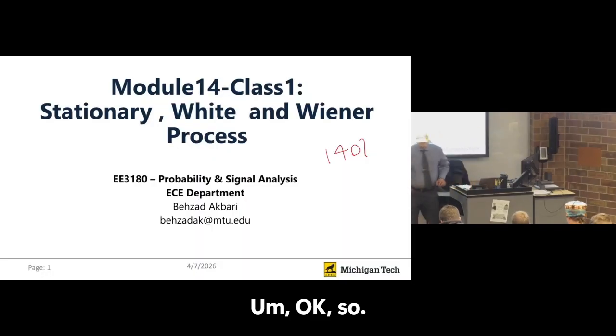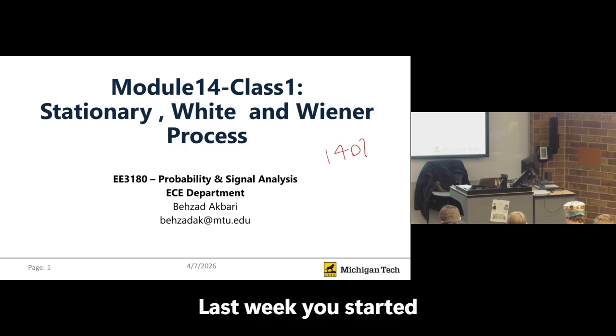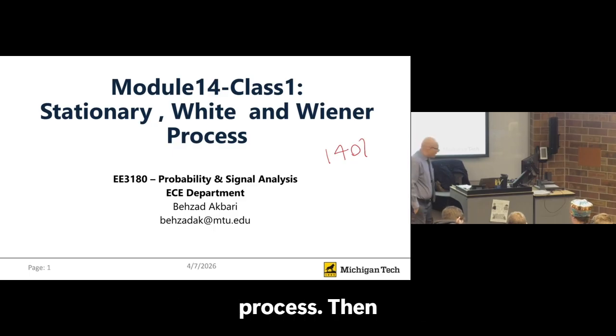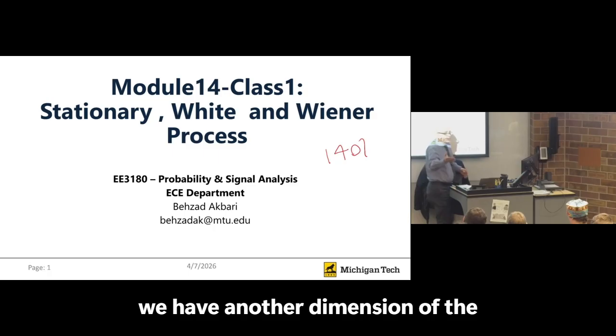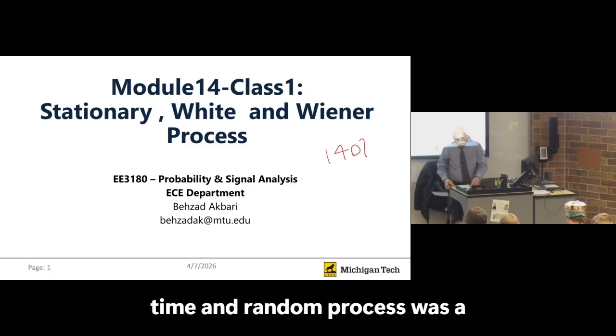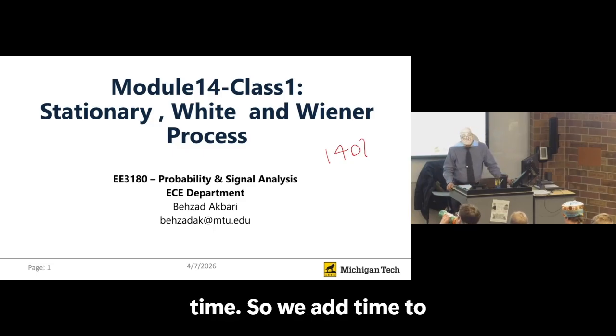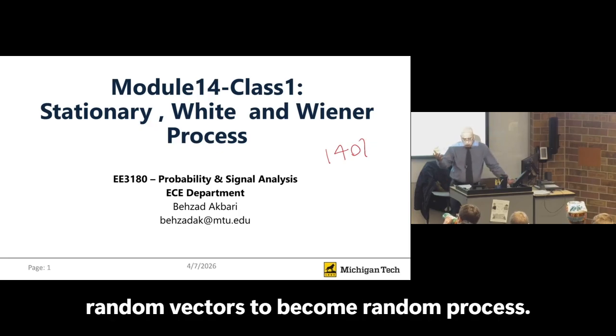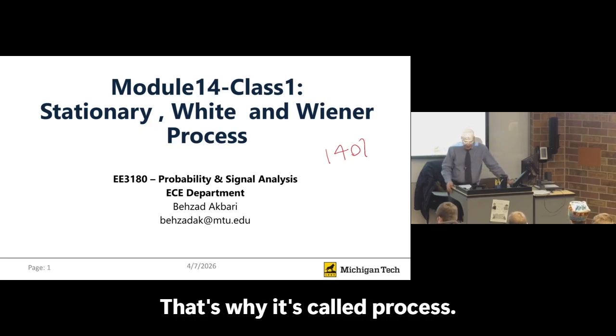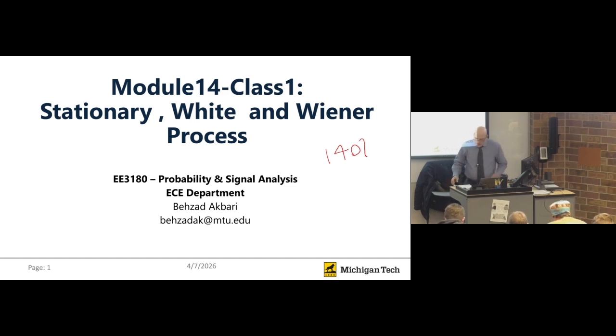Okay, so last week we started talking about random process when we have another dimension of the time. And random process was a family of random variables indexed by time. So we add time to random vectors to become random process. That's why it's called process.